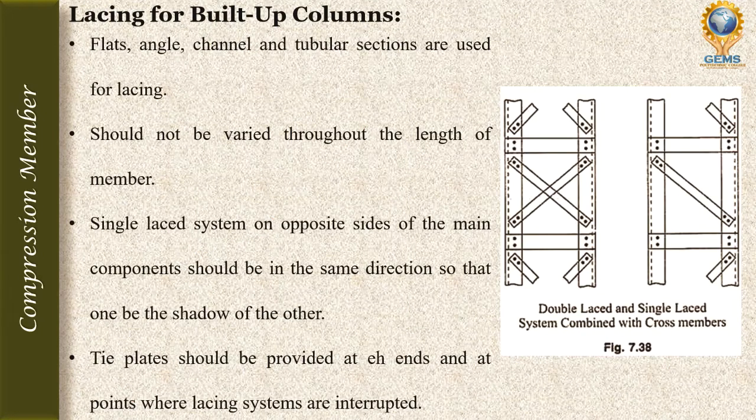Lacing for built-up column. So what is the general specification for lacing? Angles, flats, channels and tubular sections are used for lacing members. Second point, the lacing system should not be varied throughout the length of the member. That means whatever system you are using, whether it is single laced or double laced, it should be the same throughout the length of the member.